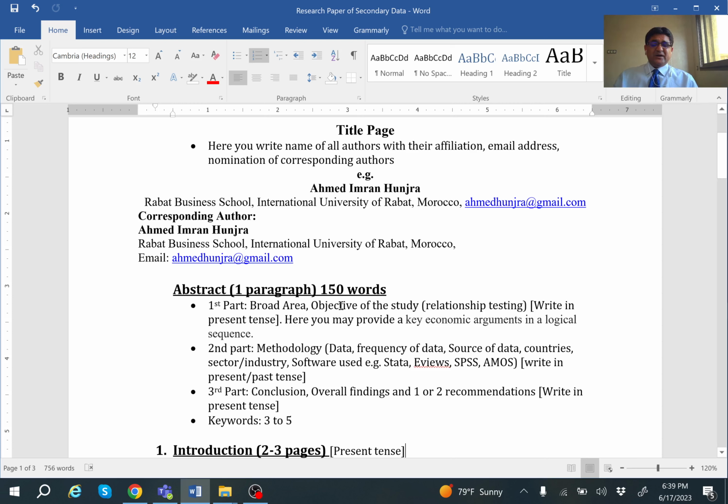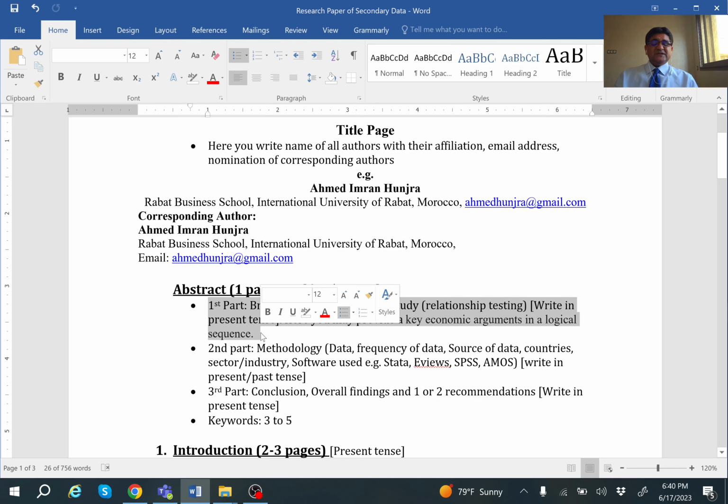After that, we provide the major objective, no bullets, just this is the first part of your abstract. Then we provide the major objective of your research, what your research is going to deal with. So this is the first part of the abstract. Okay, so the abstract should be one paragraph, and this one paragraph has three parts.